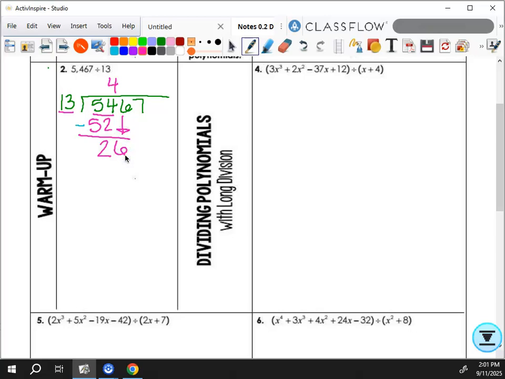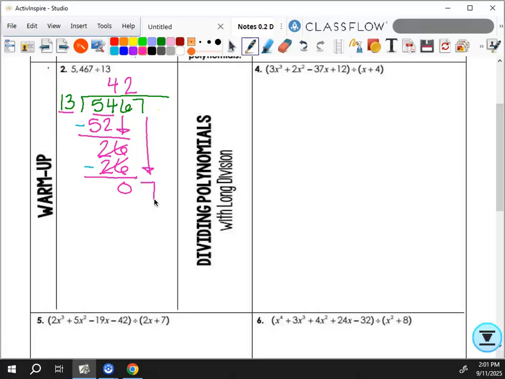How many times does 13 go into 26? 2. 2 times 13 is 26. Then I change the sign on the second row, right? Then these zero out. Does that mean my answer is 42? No. I have to bring down the 7.